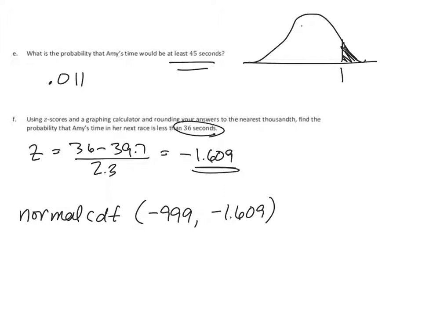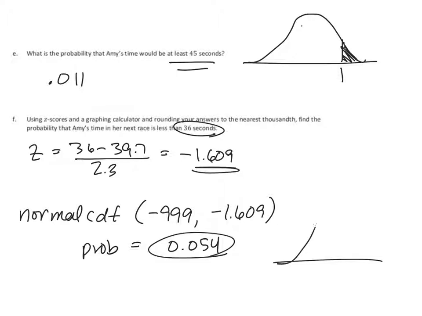And if I calculate that, I get a probability of about 0.054. And if we look at our curve, that would be 36 seconds. We're trying to find this itty bitty little lower piece right there. Cool.